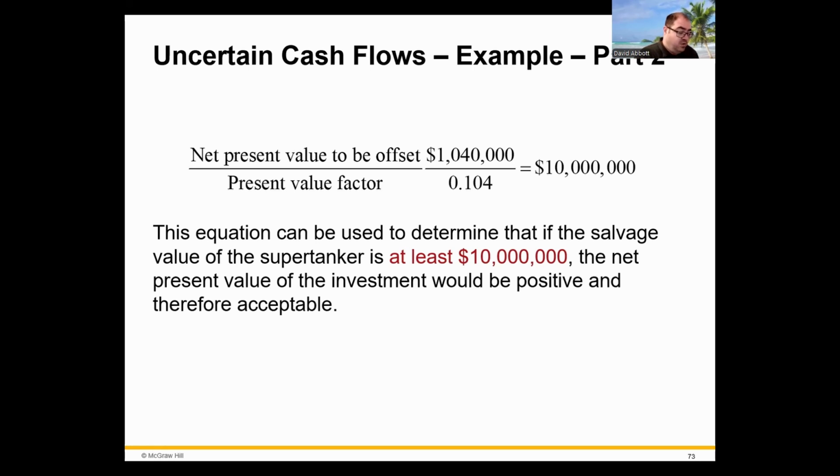All right. While the salvage value is not known with certainty, the $10 million figure offers a useful reference point for making a decision. So again, you're looking at that and figuring, well, do you think there's any way that they could get that? They would have to consider that.